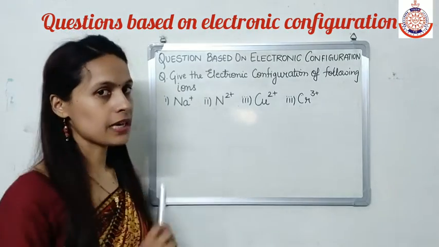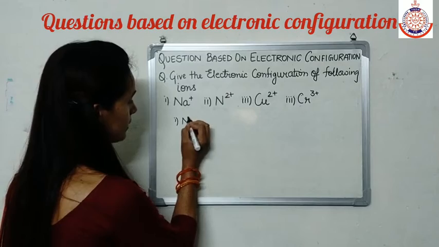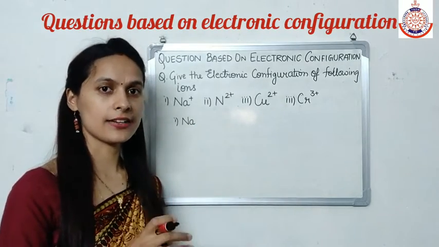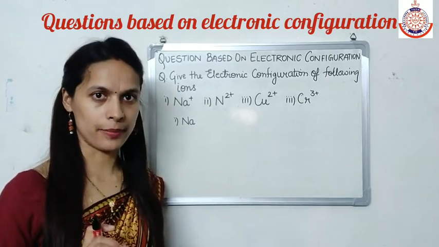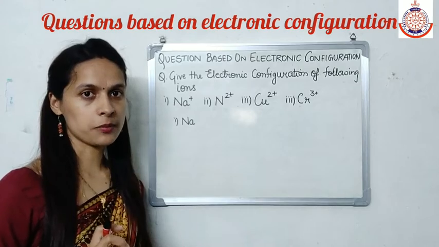So first is Na positive. First of all, initially when we start, we'll write the electronic configuration of that particular element. It is Na, we know that the atomic number of Na is 11.